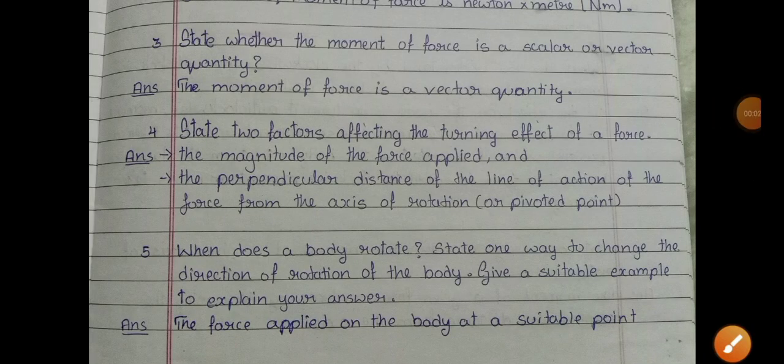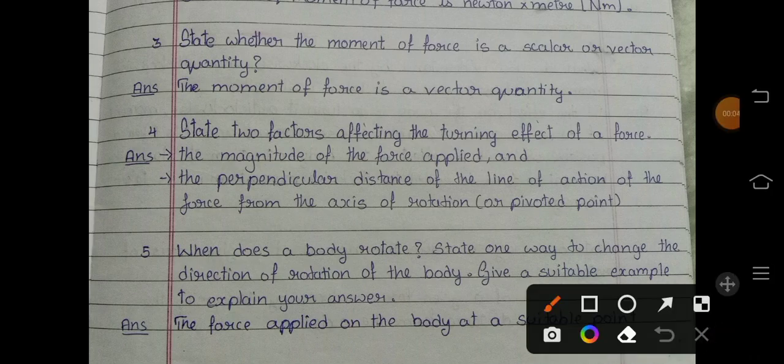Next question: state whether the moment of force is a scalar or a vector quantity. Since it shows a direction, this is a vector quantity. Next question: state two factors affecting the turning effect of a force. It's a very easy answer, because both these factors are in the definition of the torque.